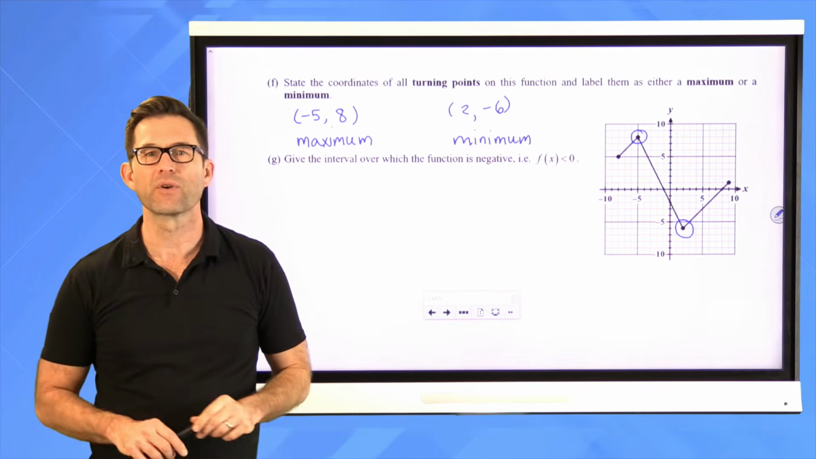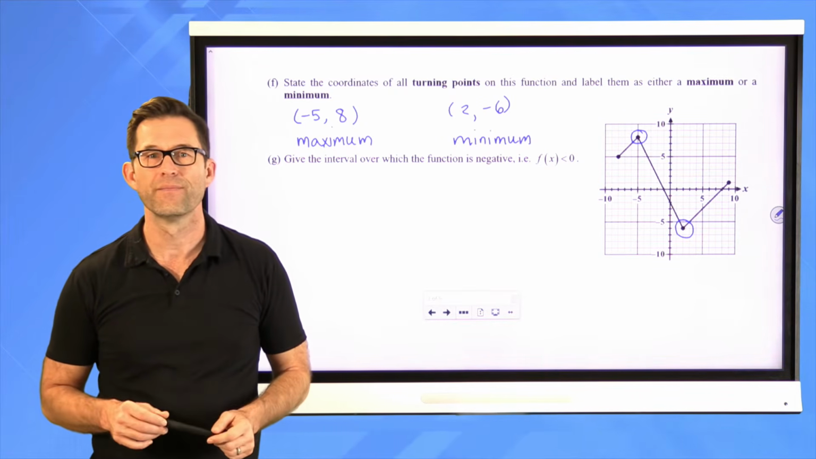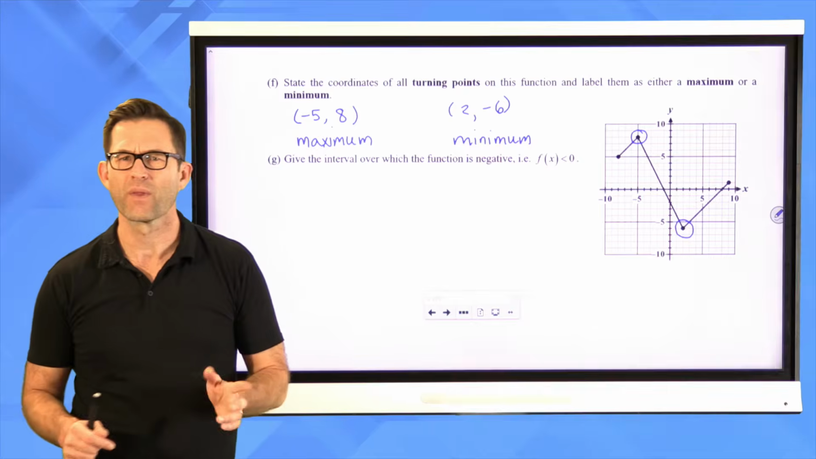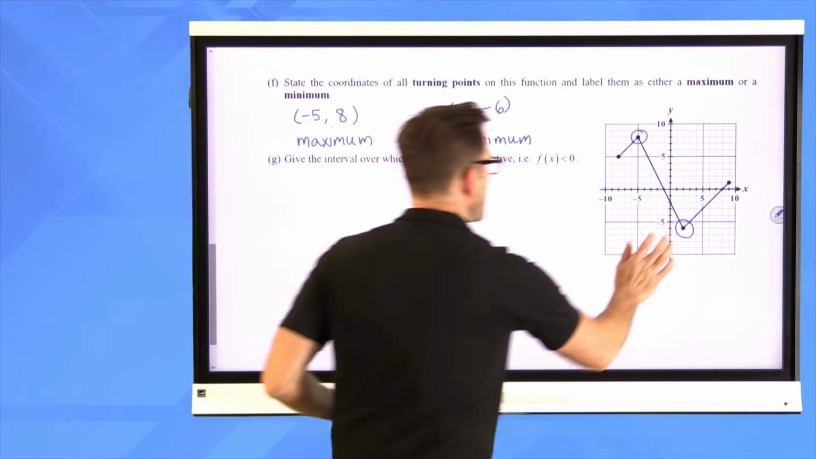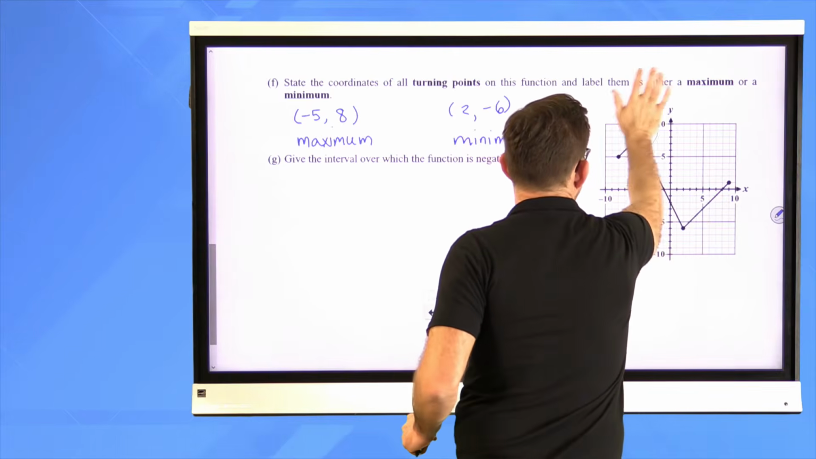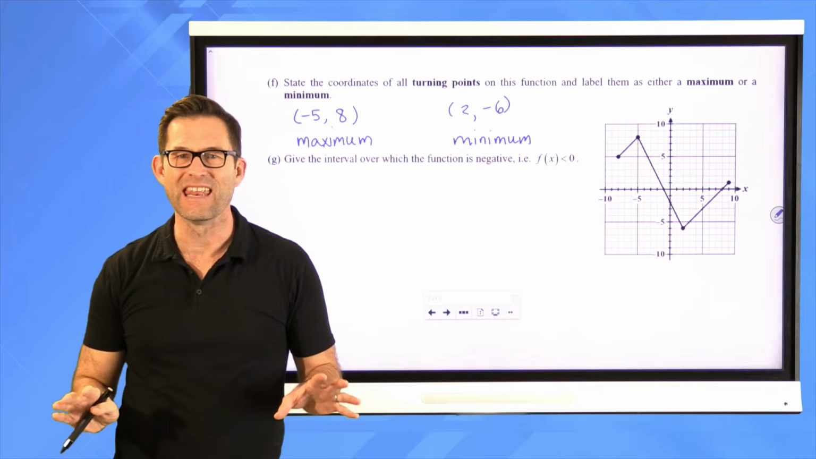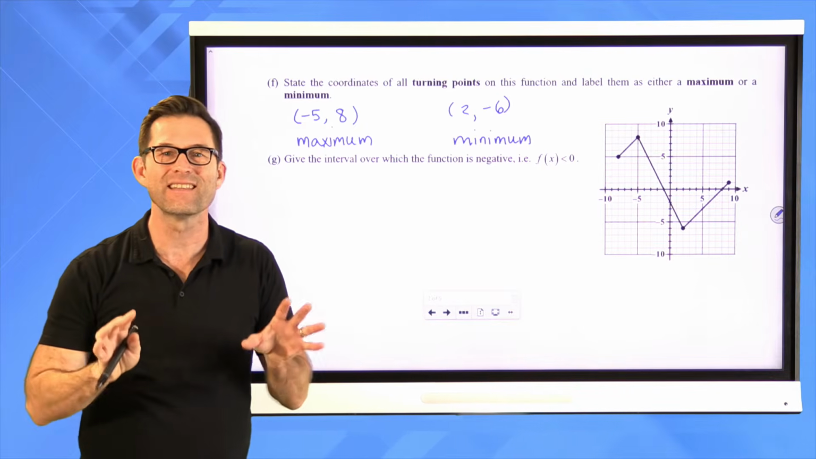All right, now one last one. This one can be quite tricky for kids. Letter G. Give the interval over which the function is negative, i.e. f(x) is less than 0. Okay, so I'm going to just erase these two turning points so that they don't get confusing. Right, the function is negative. f(x) < 0.